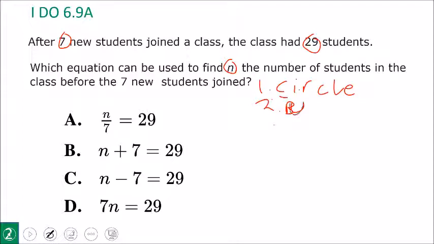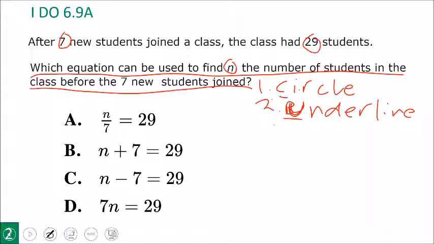And after I circle my numbers, I need to underline. So I'm going to underline the question. Well, after I underline my question, I need to box. What am I boxing? Miss Teiglin says I need to box the important words. Not just any words, but the important words.